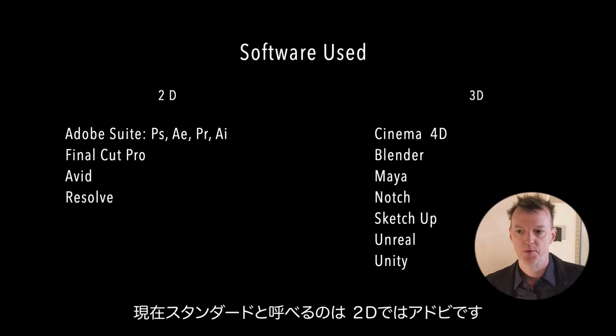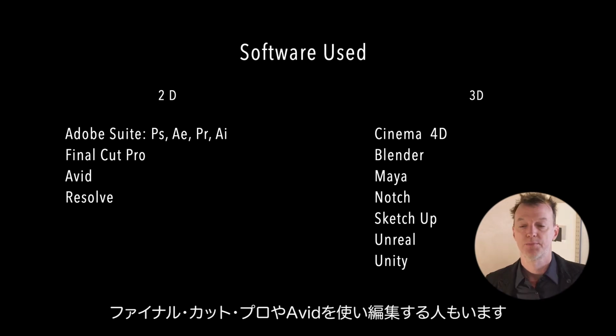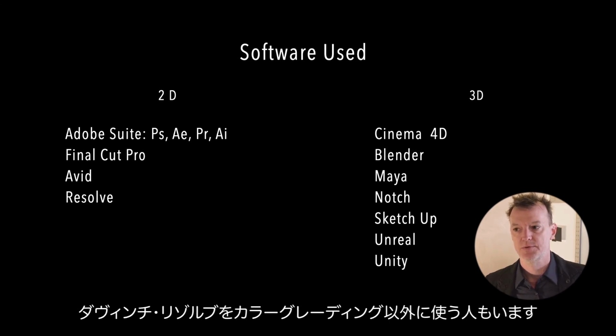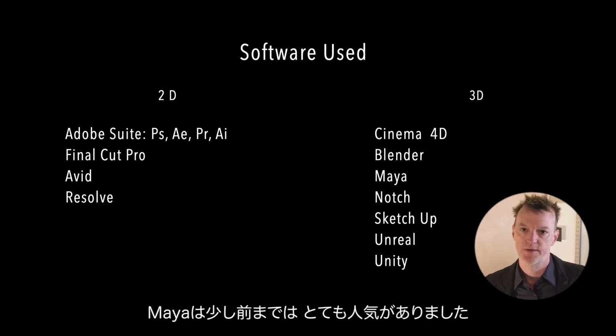The sort of standard at this point is the Adobe suite in two-dimensional work. Photoshop, After Effects, Premiere, and Illustrator are all vital tools. Final Cut Pro is still used in some worlds, and Avid also you'll find is used for editing. And then some people use Resolve, not just for color correction, but also for editing. In the 3D world, Cinema 4D and Blender, I find, are the most commonly used pieces of software for that work. Maya is still out there and was a very powerful tool for many, many years.